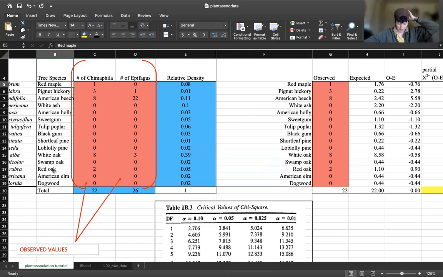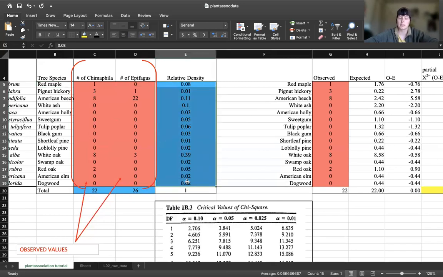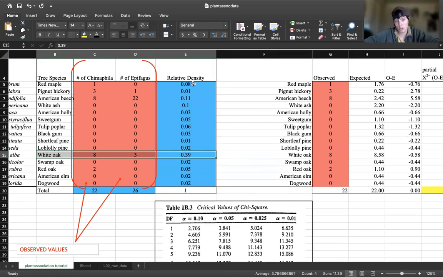Let me see what else I have to say. You also can use relative density, as we did in the point quarter sampling last week. We saw that we can use the relative density to help determine what the structure of the forest looks like. In this data set, we had white oak as the dominant species. So look at those with occurrences of each understory species to help determine what the relationship is.